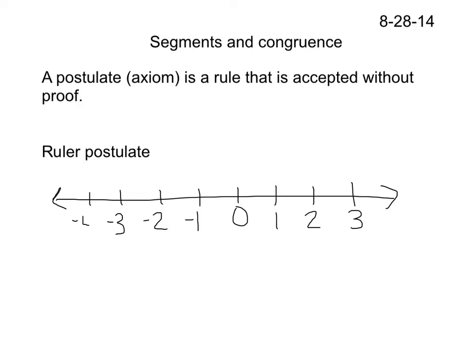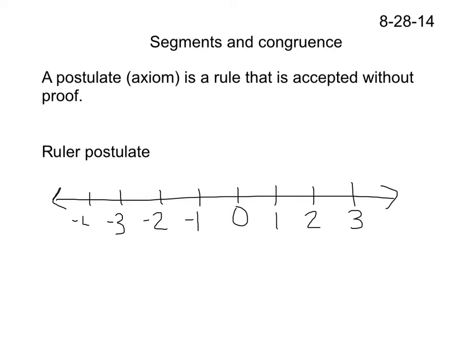Okay, we're going to start today by talking about segments and congruence. The first thing that we need to know is this word postulate right here. A postulate or axiom is a rule that is accepted without proof. We're going to talk about a lot of different types of postulates this year, and it's all just math rules. The first one we're going to look at is called the ruler postulate.